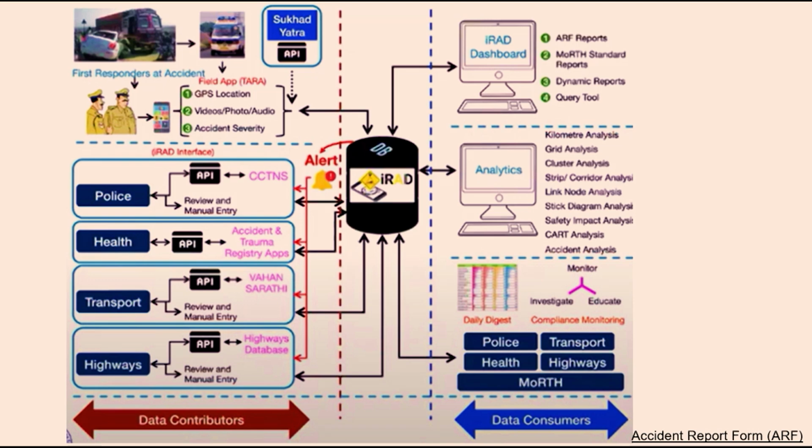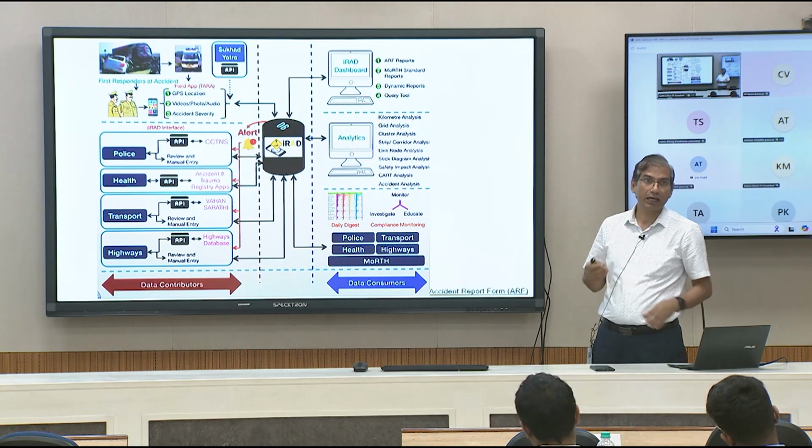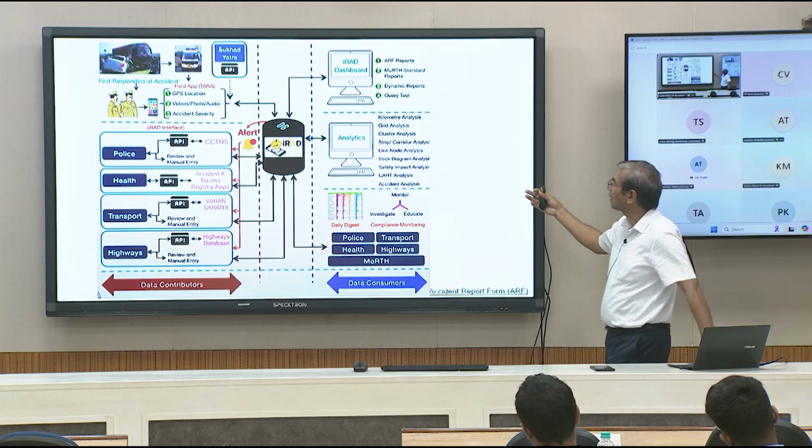So, that is the power of this IRAD dashboard, and you can generate as many analytics as you can think of. For example, you can do kilometer-wise analysis on any highway: every kilometer, how many accidents happened in the last 10 years or 5 years, depending upon how much data is fed into this IRAD. Then you can do grid analysis or cluster analysis. You can divide the entire city into a 10-kilometer or 1-kilometer grid and just visualize how many accidents happen. That will tell you which area you need to focus on more and where accidents are happening at a larger level.